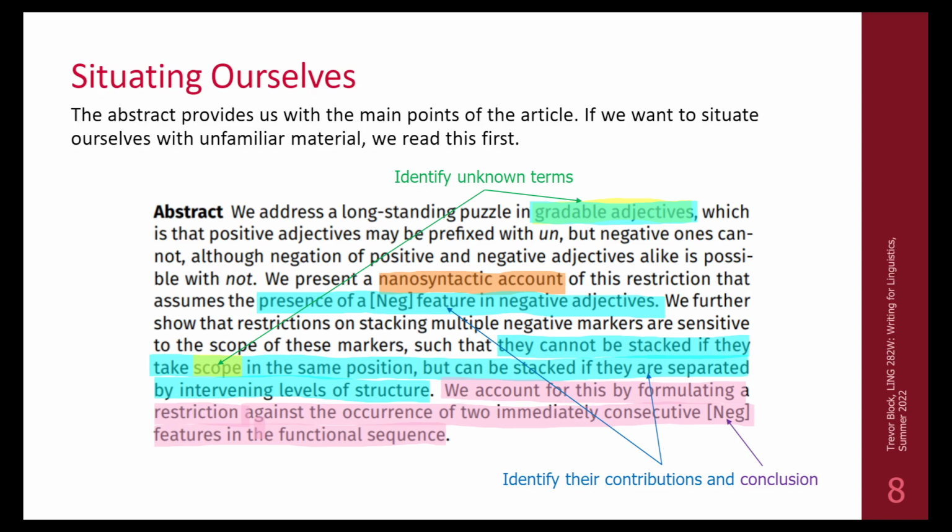So we should always start, well, my recommendation is to start with the abstract, just because it's basically going to tell you whether or not you're understanding the article at all. An abstract will have keywords in it, not like keywords to identify the article, but keywords that you need to understand in the article. So, for example, this one had something called gradable adjectives.